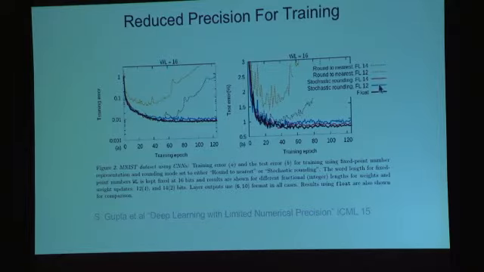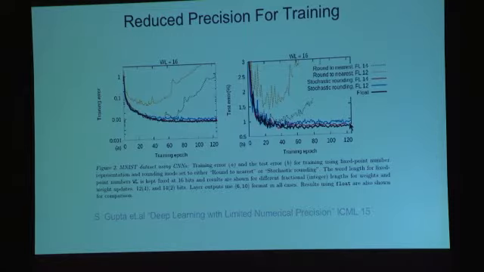And the blue and red are with stochastic rounding. The tan and gray are without stochastic rounding. And what you see is that the training does not converge. It actually starts diverging after a while if you don't use stochastic rounding with the lower precision. But with stochastic rounding, the 14-bit number is nearly as good.